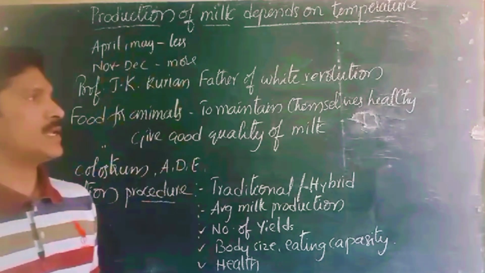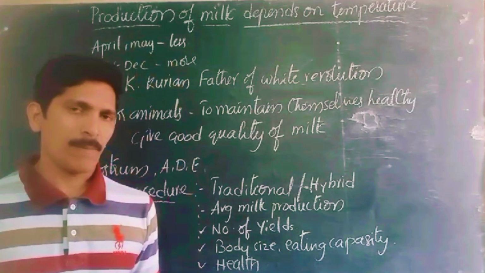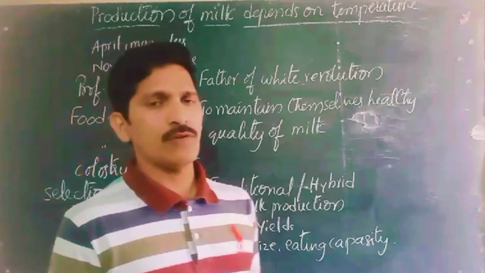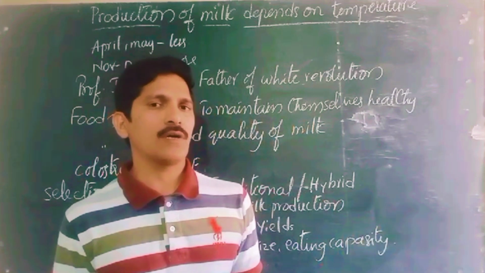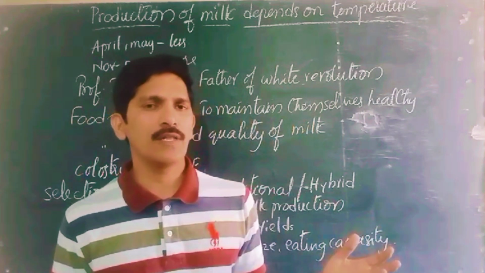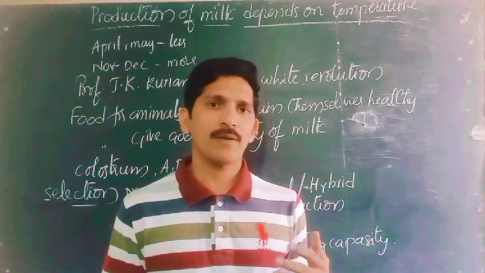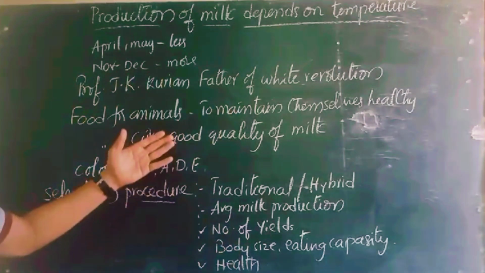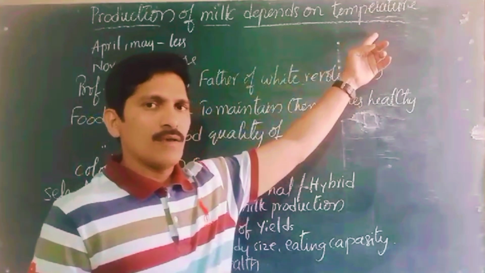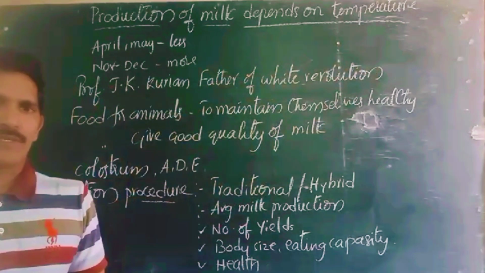Let us discuss how the production of milk depends on temperature. Animals, even though they are good and healthy, and very good crossbreeds that are very good at milk production, depend on one factor: the temperature, or environmental conditions.